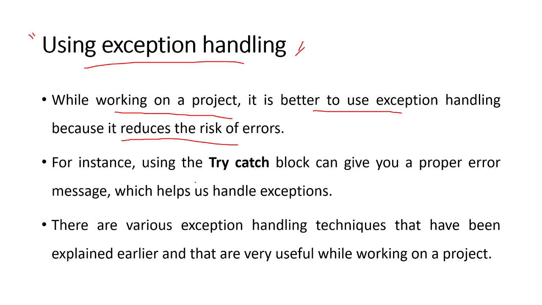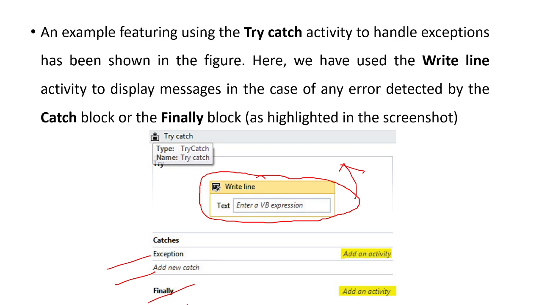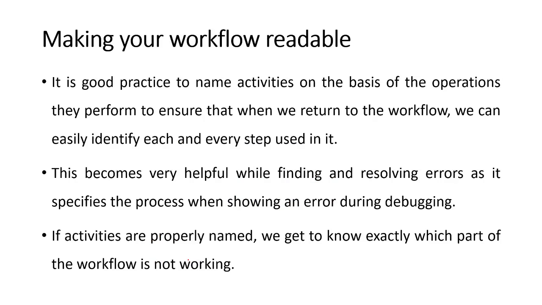So how to do this? We already have learned by using try catch block, right? Try catch block. There are various exception handling techniques that have been explained earlier, or we already have discussed, and depending on the situation, you have to use the proper exception handling technique. That's what the author is telling here. See here. So if you find that this particular activity may throw an exception, then put that in a try block and add respective catch blocks and finally block. That's what the author is telling here. I won't waste time again here. We already have learned about this.